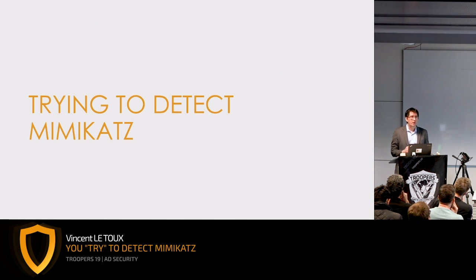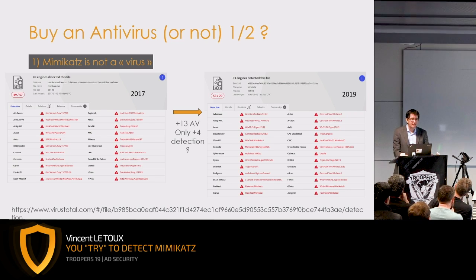So let's talk a little about management. So you are a CISO of a big company. This is your challenge. You need to detect mimikatz. What are you going to do? So the first idea is to buy an antivirus. Okay, mimikatz is not a virus, but you can say, okay, it's a program. I want to blacklist it. I want to do something.